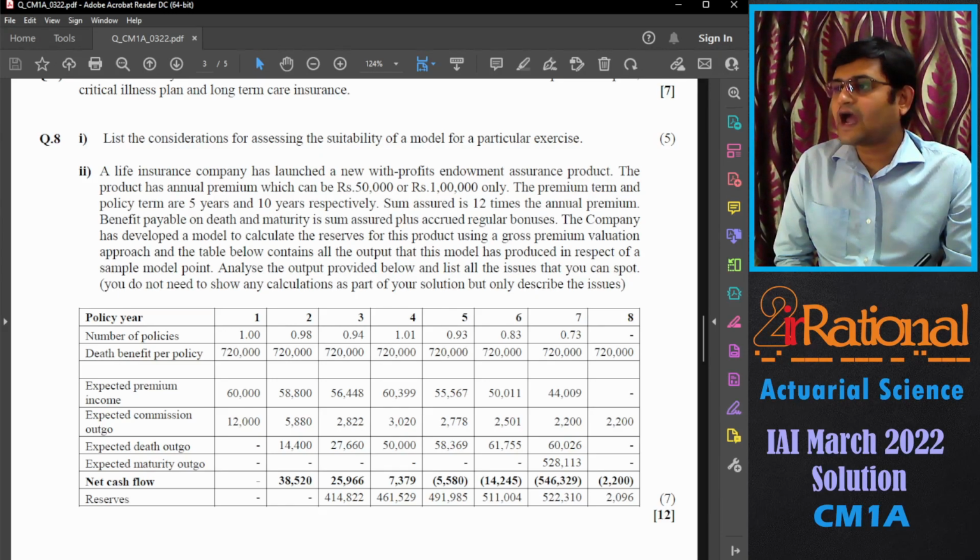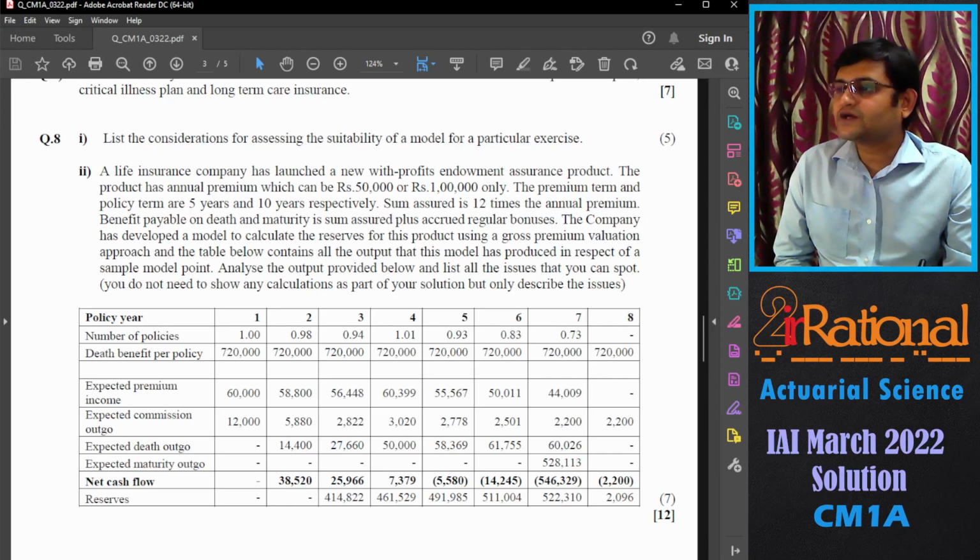The product has an annual premium which can be 50,000 or 1 lakh only. The premium term and the policy term are 5 years and 10 years respectively. The sum assured is 12 times the annual premium. Benefit payable on death and maturity is the sum assured plus accrued regular bonus.